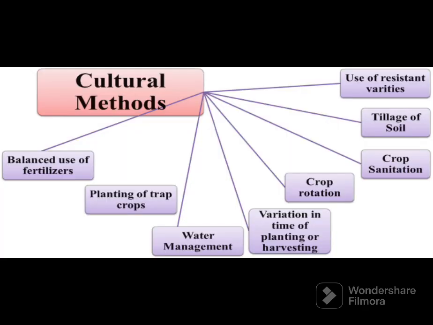Here you are using good farming practice, such as using balanced fertilizers. You can also use crop rotation, and you can also plant your crops early or late, or vary the time of planting or harvesting. You can control the pests. You can also control the pests by crop sanitation, making sure that you maintain garden hygiene. You can use resistant varieties, those varieties that can resist the pest attack. So these are the methods of controlling pests.